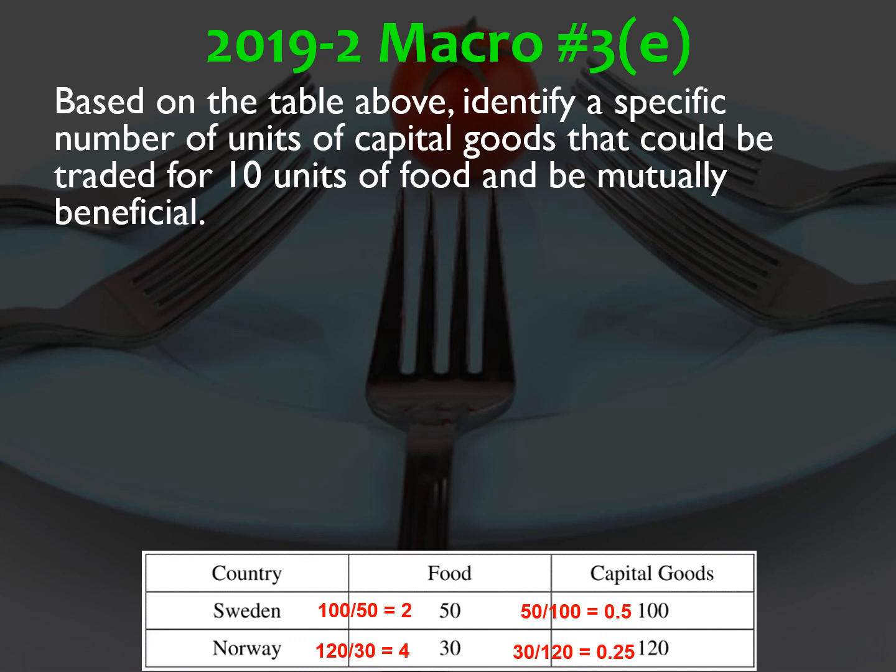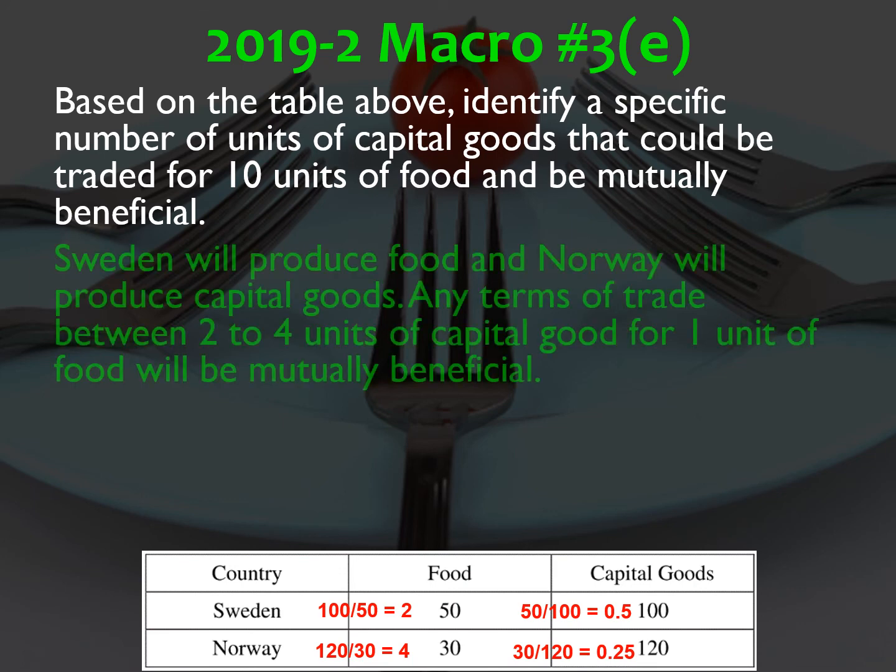So anything in between 2 to 4 would be mutually beneficial, but that's for each unit of food. We are going to look for 10. So we just multiply it by 10. So anything between 20 and 40. So Sweden will produce food and Norway will produce capital goods.